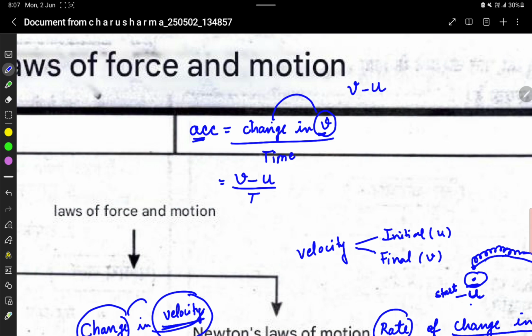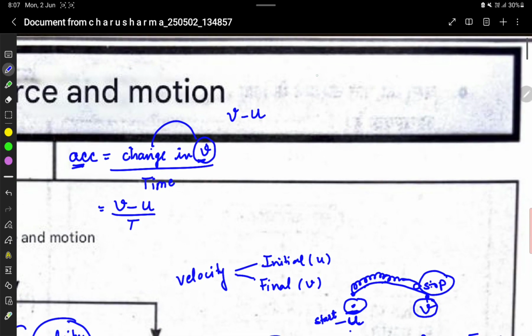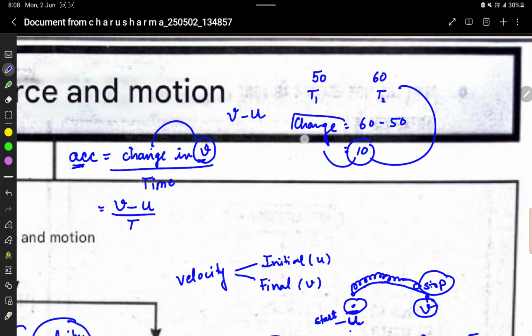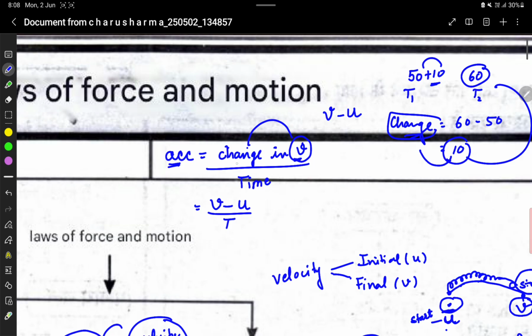Changing is what? It is how much you have changed your speed. Let's say I got 50 marks in my test 1, right? And in test 2 I got, let's say, 60 marks. So how much change is there? There is 60 minus 50, 10 marks I have gained. So there is a change of 10 marks. If I add 10 more to test 1, I will get 60. Got it? So whenever we say change in velocity, we have to subtract.